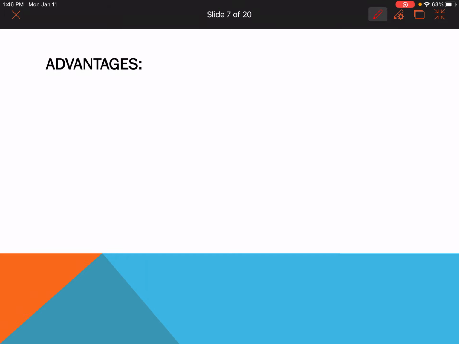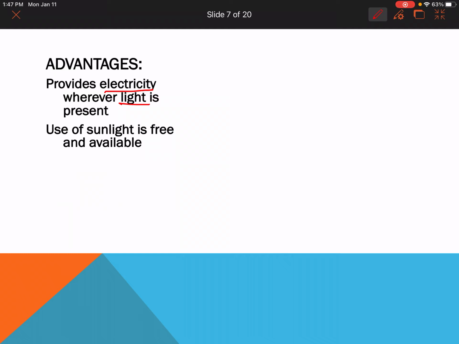Now, advantages and disadvantages. It provides electricity wherever light is present. So if you have sunlight, you've got electricity, which is very handy. Some people go camping and take solar panels with them so that they can always charge their phones or other small devices. The use of sunlight is free, right? Once you've bought the solar panel, there's no charge for the rest of it.